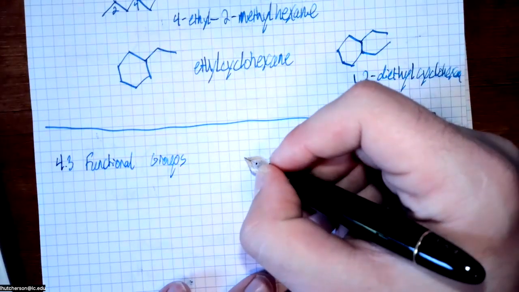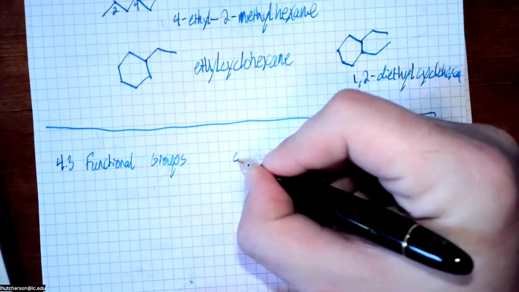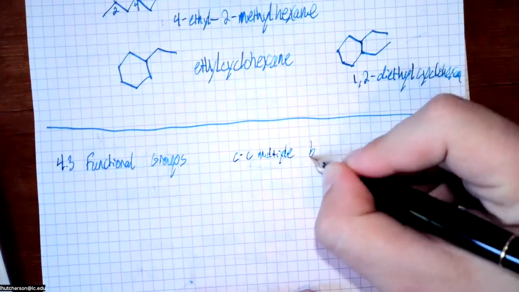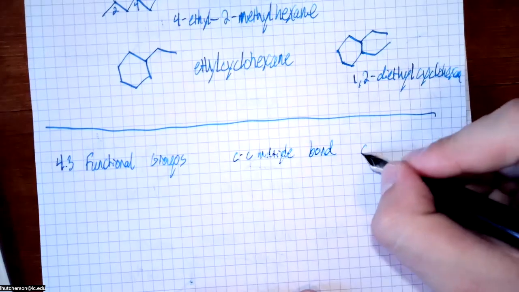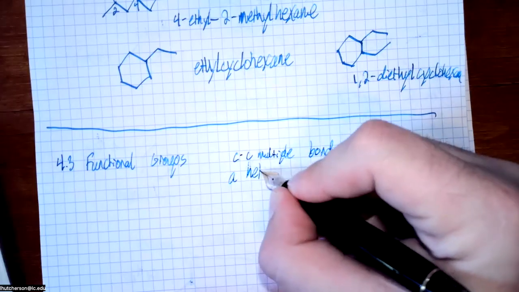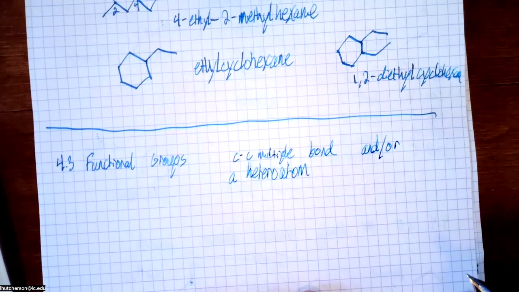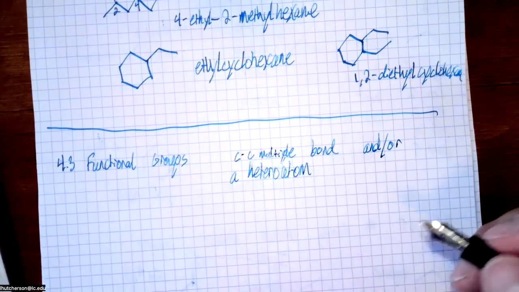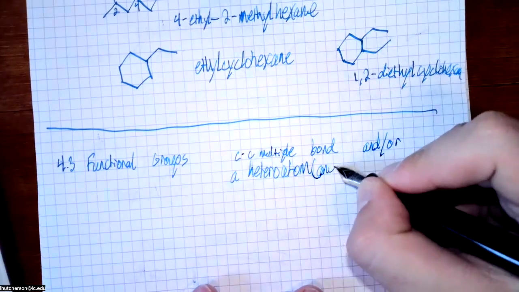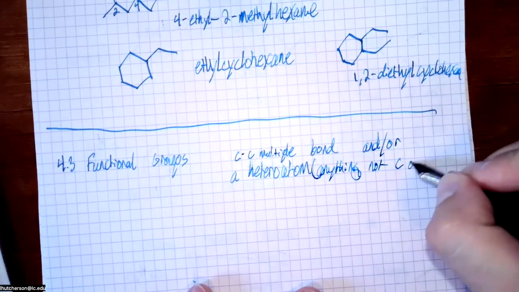Now, practically speaking, for something to be considered a functional group, we need a carbon multiple bond and/or a heteroatom. All right. Now, what is a heteroatom? A heteroatom is anything that's not carbon or hydrogen.